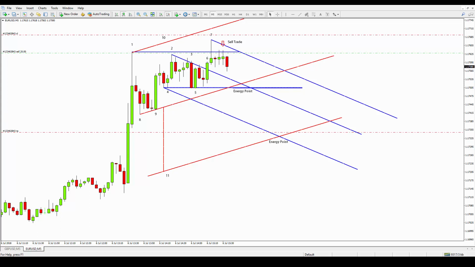Notice that the up-sloping line 11 and the down-sloping line that comes out of candle 4 create another energy point at a lower level. Once again, these energy points act as a disturbance for price, and it can be a good place to put target orders.